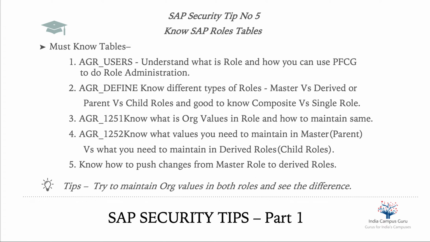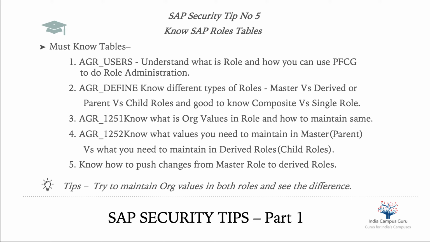I think next tip, I have few tables here. Again, I think we cover a few tables in the first tip, but they are tables focused on user and the role, right? So AGR_USERS, we already talked about that. And there's a table called AGR_DEFINE, which gives mapping of master versus derived role mapping. That's pretty important table as well, if you have master, derived, or parent child roles in your landscape.